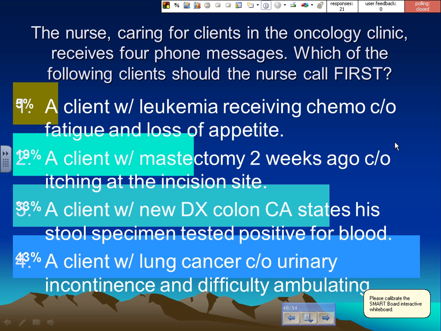So that is an oncologic emergency called spinal cord compression, something you would not expect, although it is a very common end-stage complication of some types of cancers, including lung cancer. It's still an emergency that you would need to address before you would address the patient with the positive bloody stool.